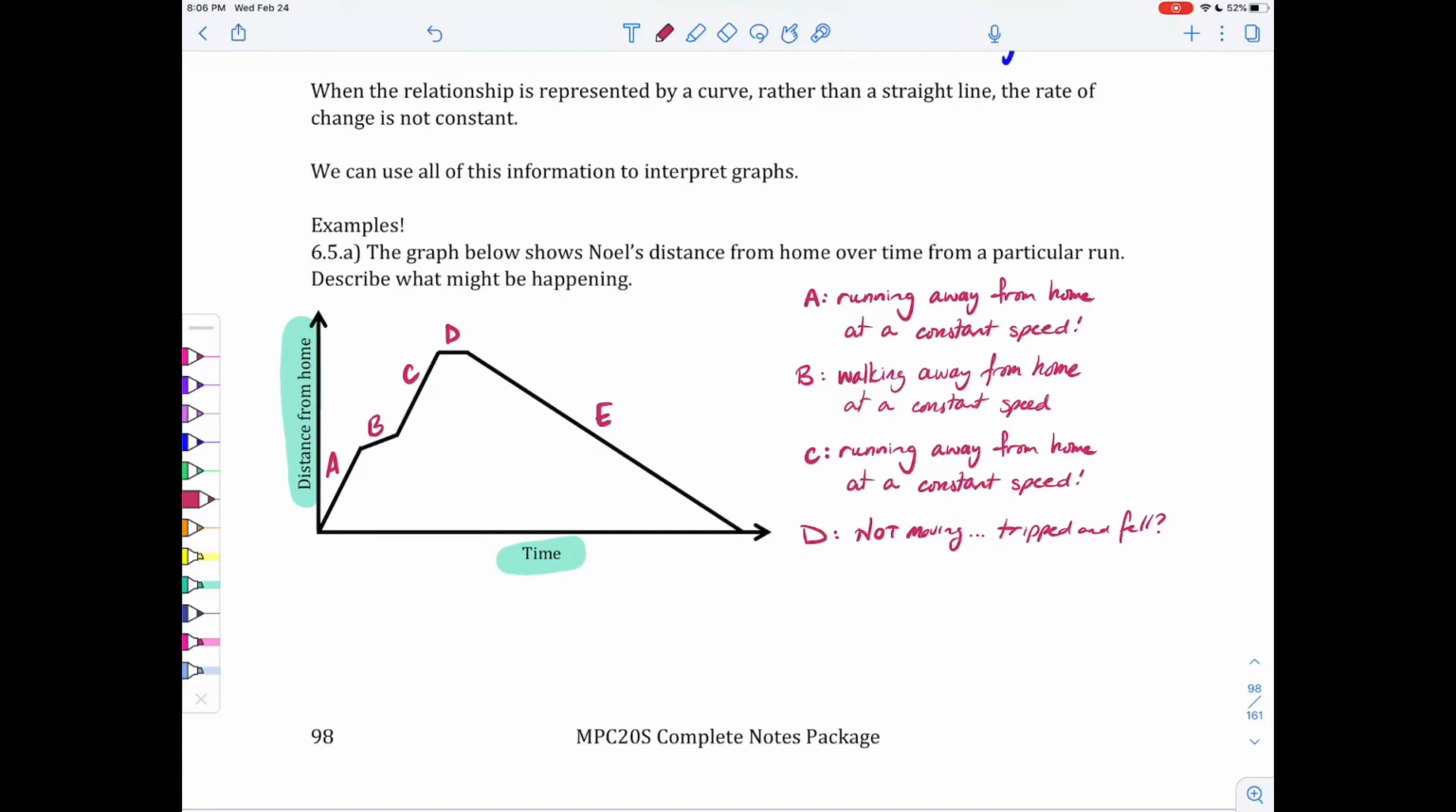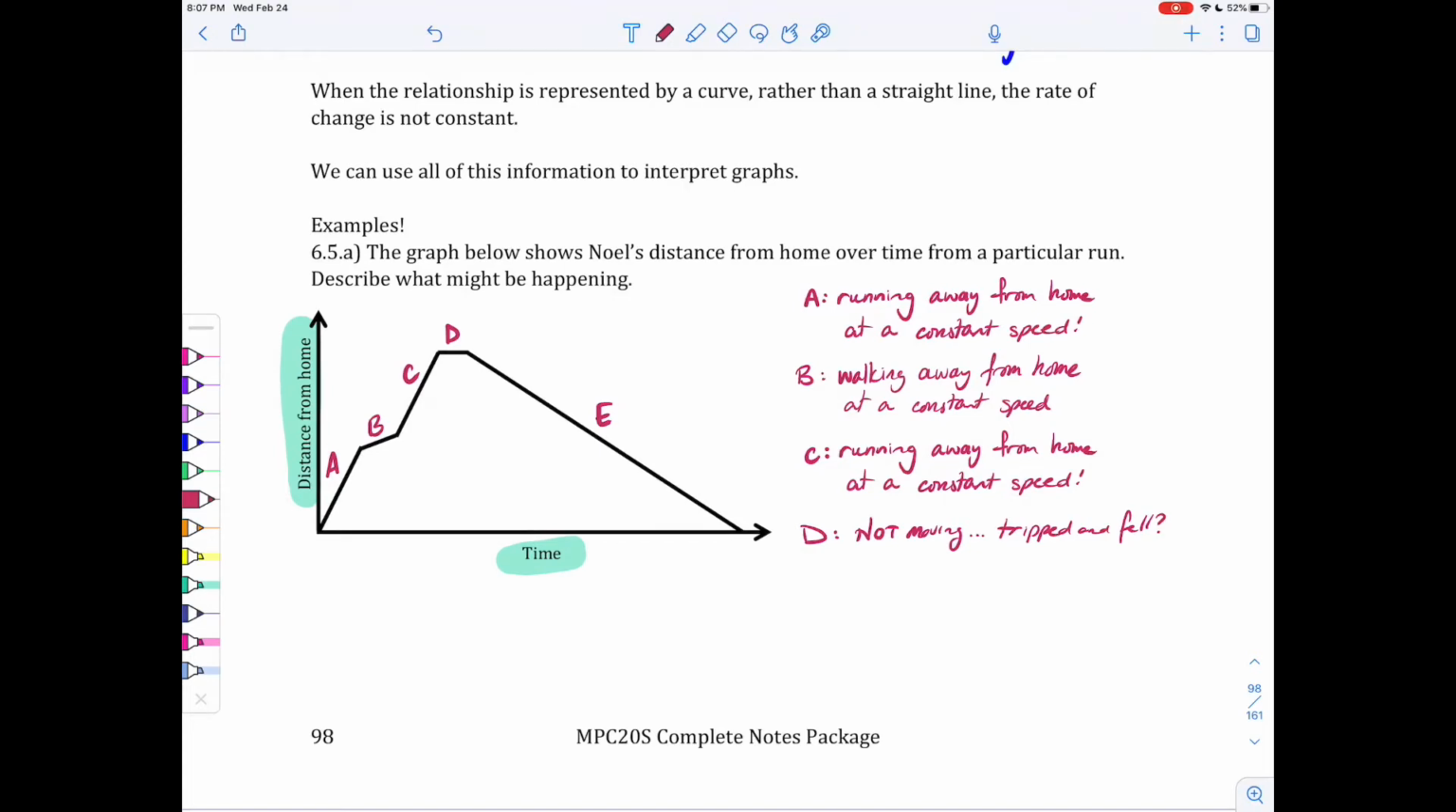I like to think that he kind of just saw a really cute puppy. Oh, and he pet it. And he just kind of stopped there for a bit. Like, you know what? Why am I out for this run when there's puppies in this world? And I'm just going to stop and pet this puppy for a bit. That would probably explain E, because Noel actually got a puppy of his own.